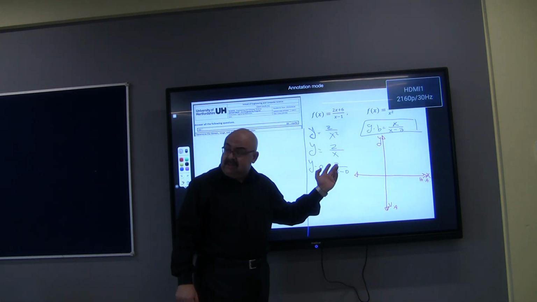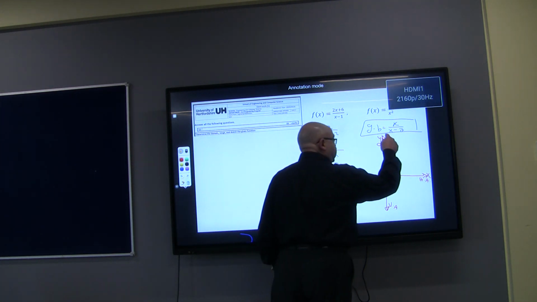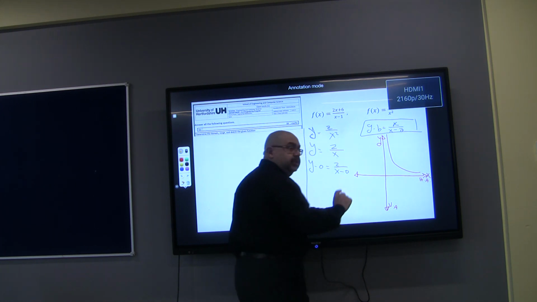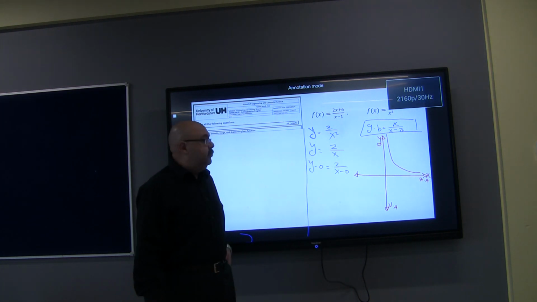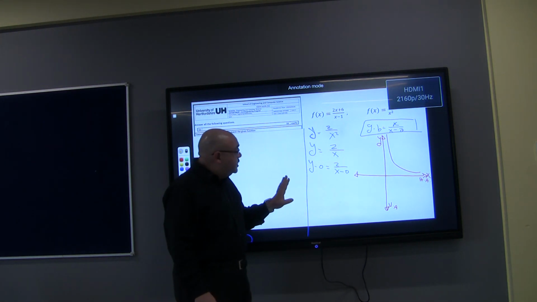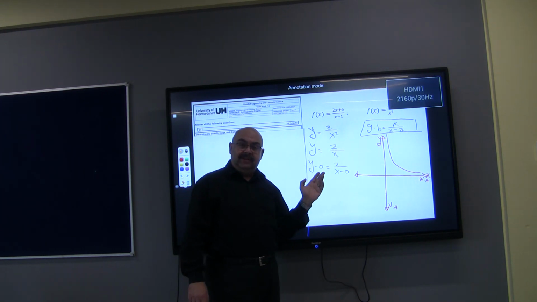Since k is positive, the graph should exist in the first quartile and in the third quartile. Right? It should be in the first and third quartiles. This is the case if you are dealing with 2 divided by x.